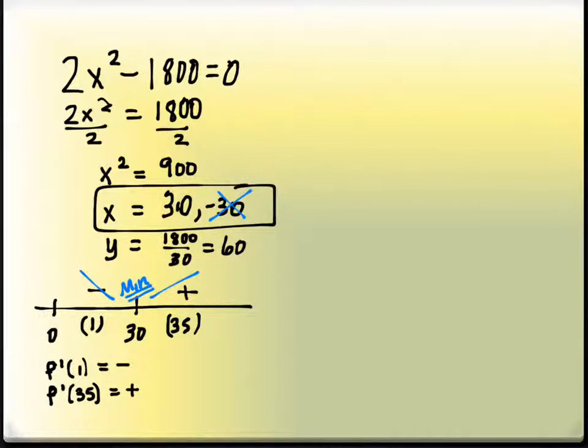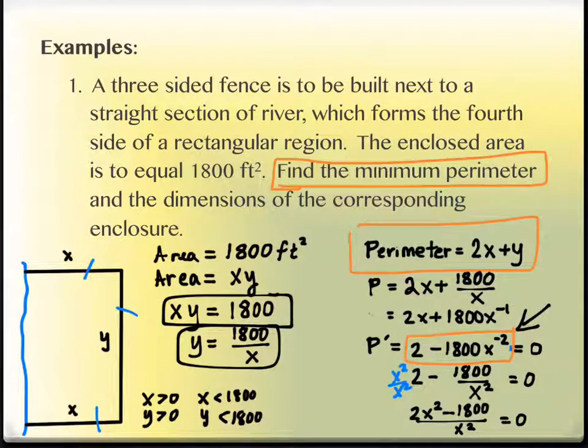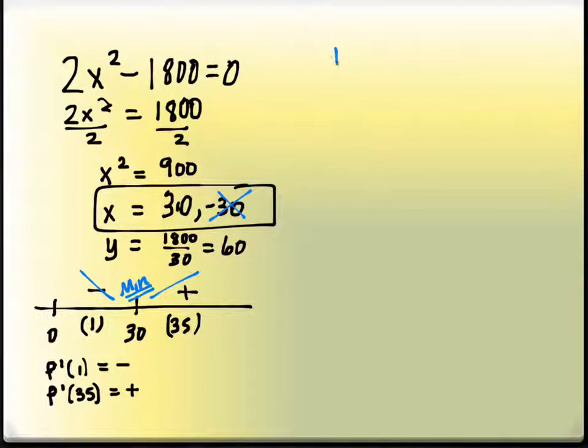You have to verify that you actually found a max or a min when you're doing this. Otherwise, all you found was a critical point. So it needs to be verified. We still haven't answered the question, so let's answer the question, then we'll finish up today. It says find the minimum perimeter, and it says find the dimensions of the corresponding enclosure. We found one of those. Which have we found? We have found the dimensions. My dimensions are what?